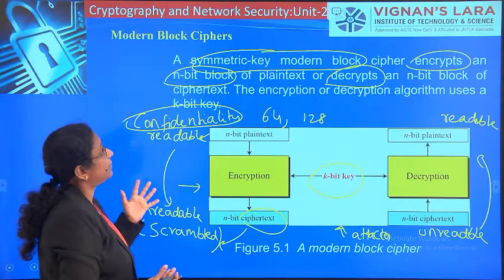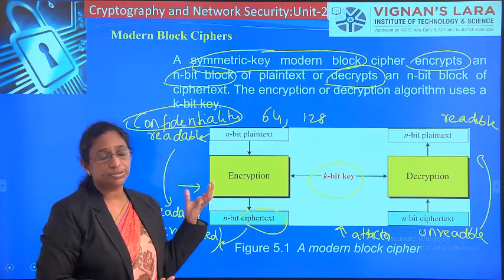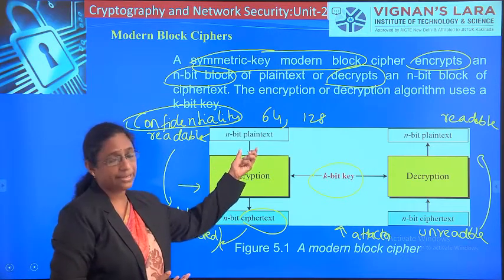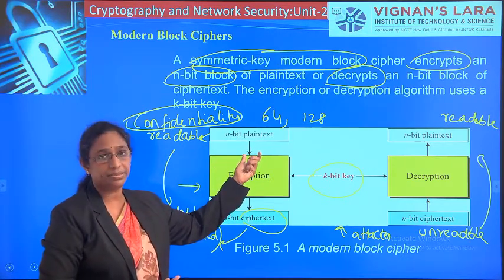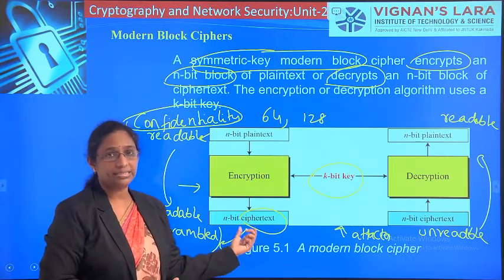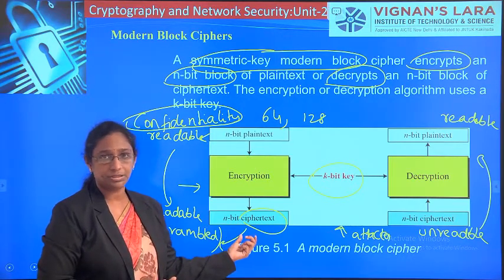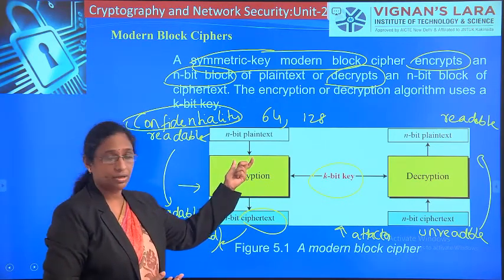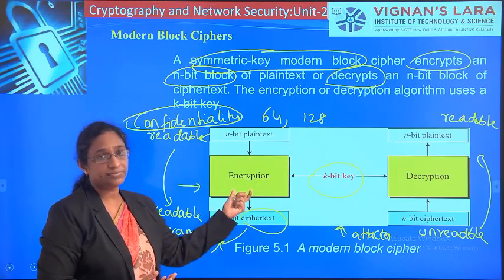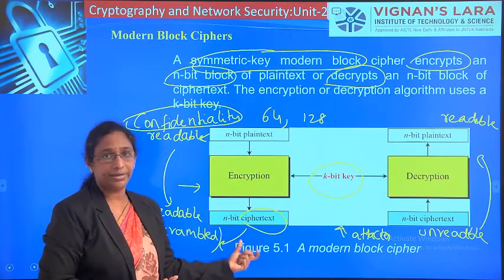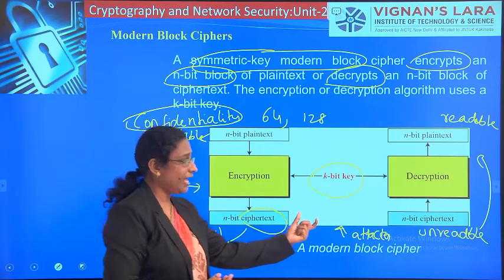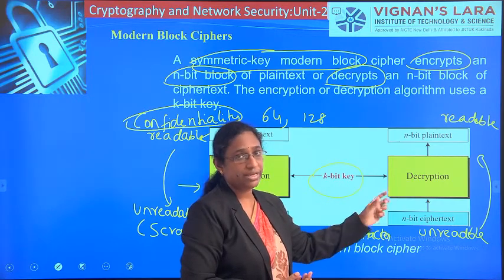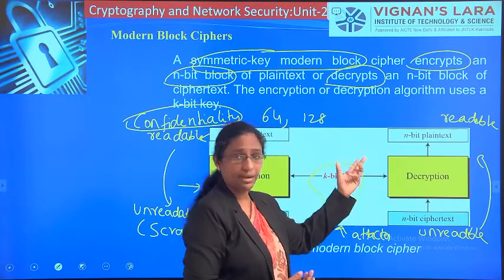So that is about the modern block cipher, which is used to provide confidentiality. We have seen some terms. What is plain text? Plain text is nothing but a readable message. What is ciphertext? Ciphertext is nothing but the unreadable message. What is encryption? Encryption converts the plain text into ciphertext, or we can say it converts the readable message into unreadable form. Similarly, decryption converts the ciphertext into plain text, or we can say converts the unreadable data into readable form.